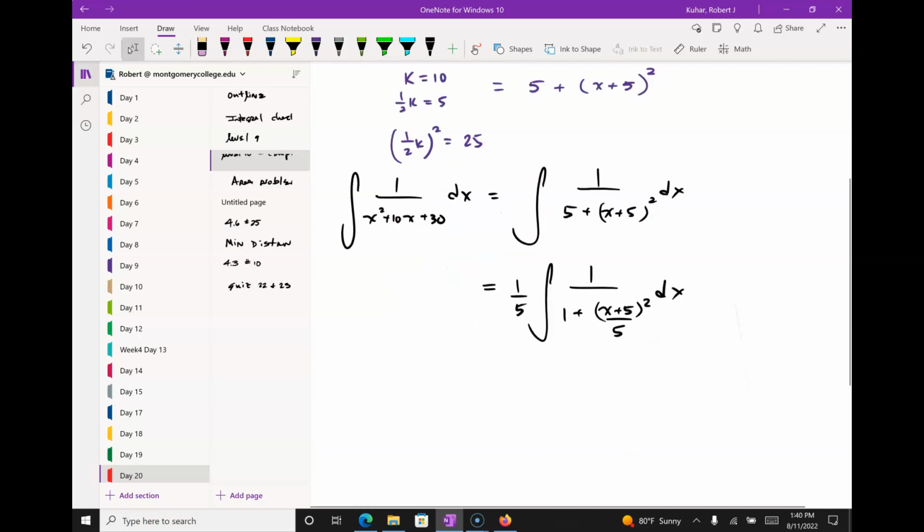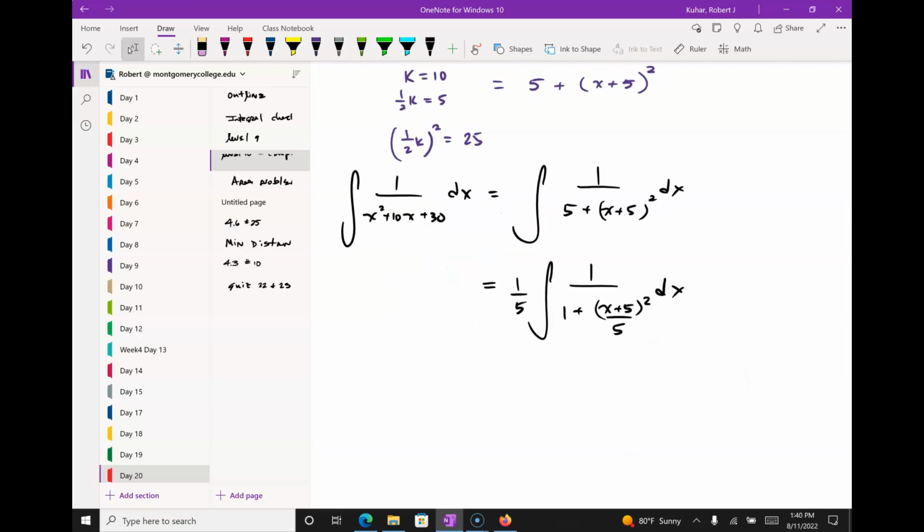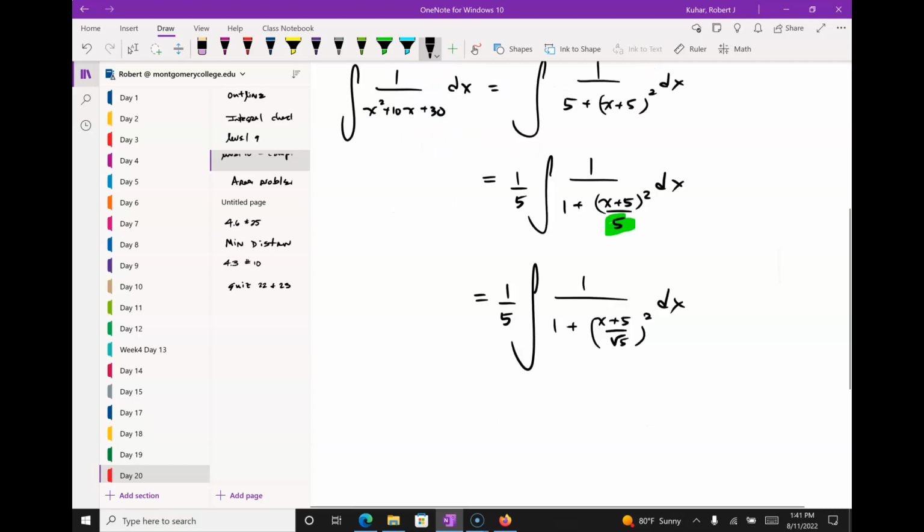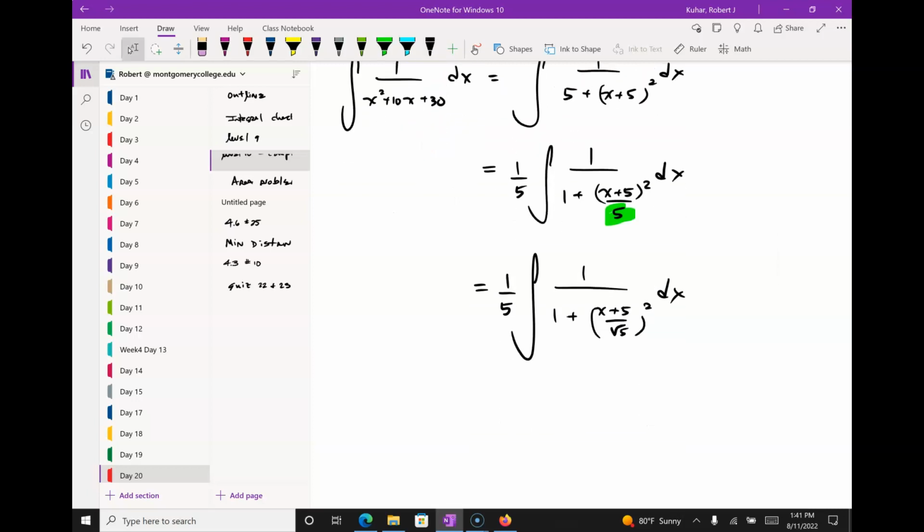I don't like that 5 underneath my x plus 5, right? So I got to get that inside of the square symbol. I need it to be something squared. So what am I going to turn it into if I put it in on the inside? A rad 5. Now look at it. I have 1 over 1 plus u squared. That's what I want, right? Yes.